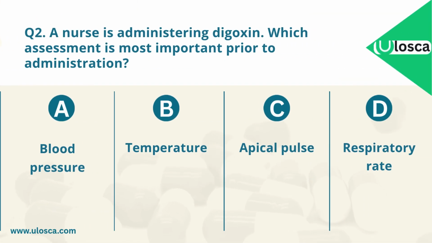Question 2. A nurse is administering digoxin. Which assessment is most important prior to administration? A. Blood pressure. B. Temperature. C. Apical pulse. D. Respiratory rate. Which one is the correct answer?